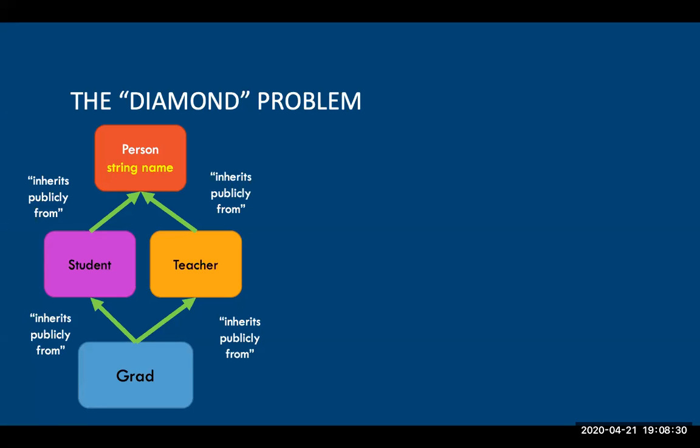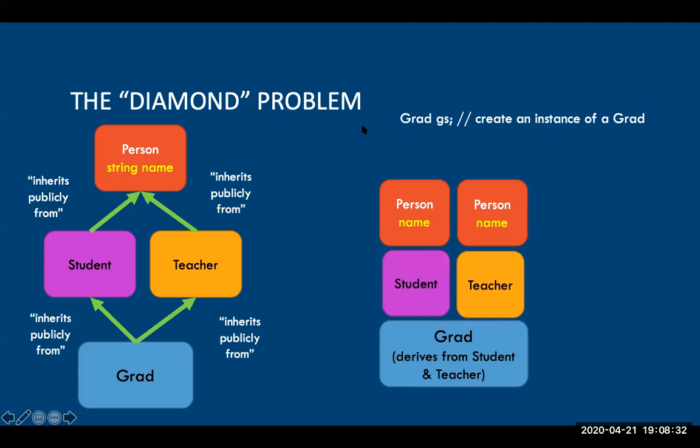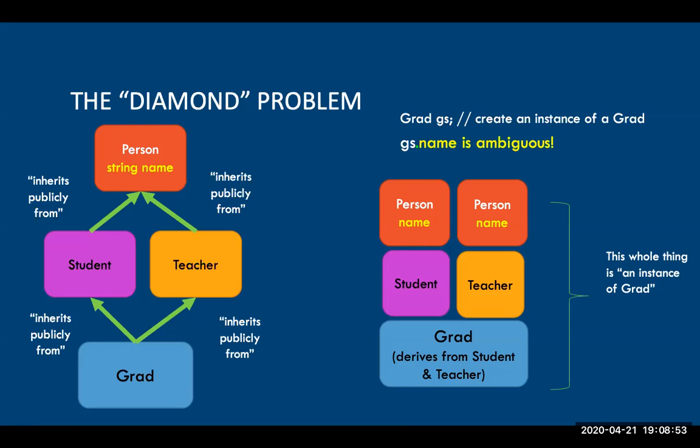But this can present a problem, because if you create a grad instance, we get this kind of package here, right? By default, we get 2 person instances that get packaged in there. You would think you'd only get 1, but because of the way this code ends up looking and executing, you end up with 2 by default, right? And the problem is that a member from the base class name is ambiguous. When I say gs.name up here, well, which name am I referring to, right? Am I going through student, or am I going through the teacher's name, right? They each have their own copy, which is just not what we want at all, right?